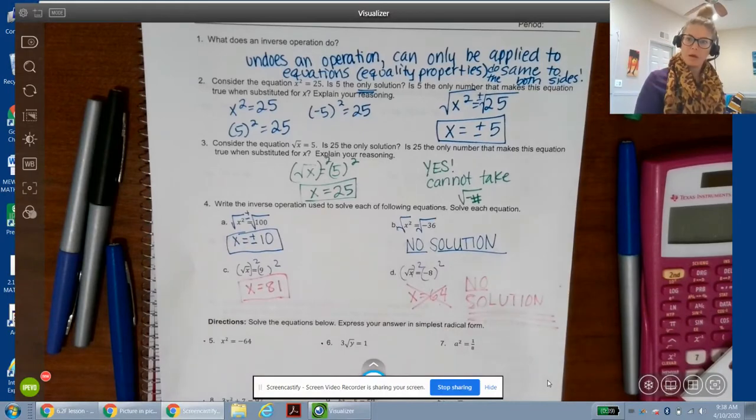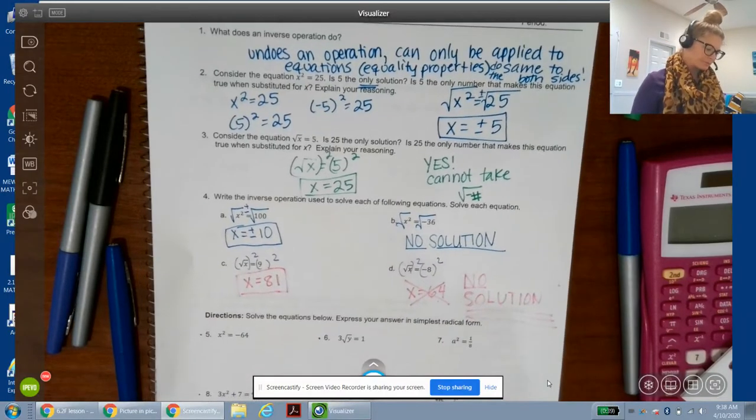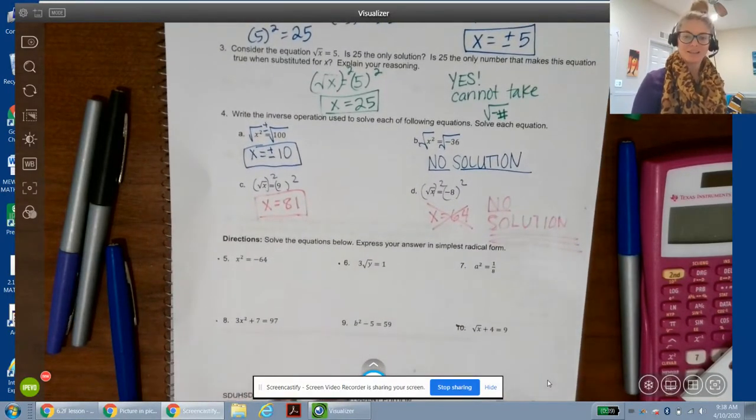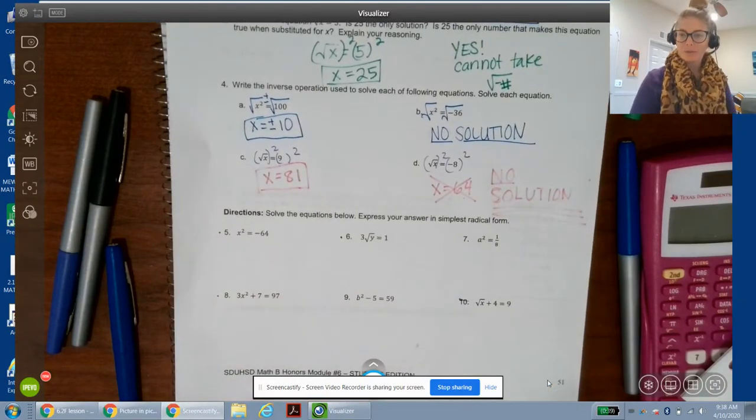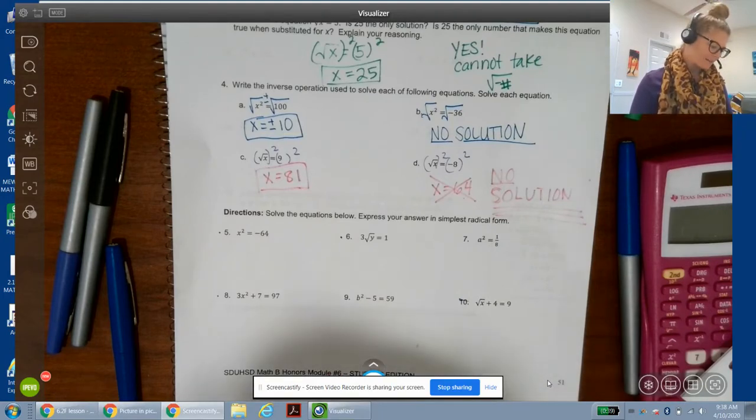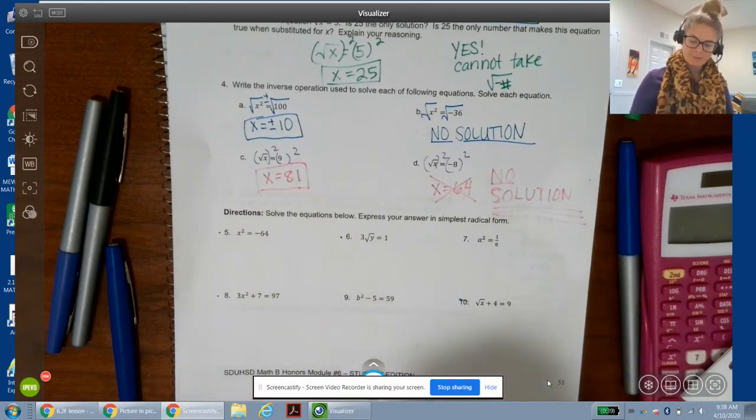This pen's dead. Okay, so now we're moving on to solving some of these equations. I'm going to do 3 of them with you, and then I'll give you a moment to finish the other 3. So I'm going to do 5, 6, and 8 with you.